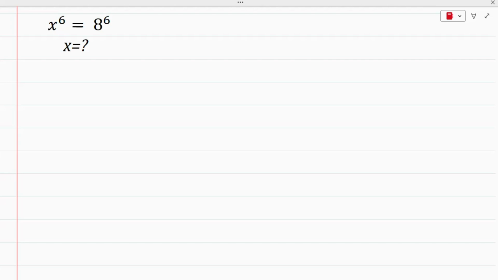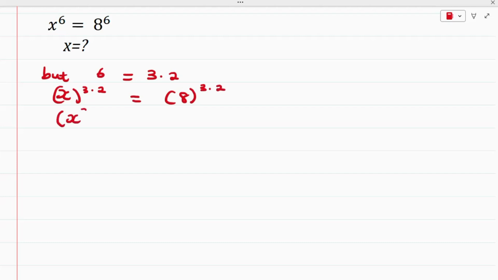Right here we have this nice exponent math simplification problem and we are to find the values of x. So right here guys, the first thing you want to simply note is that we can easily express the power of 6 to be equal to 3 multiplied by 2. So we have x raised to the power of 3 multiplied by 2 is equal to 8 raised to the power of 3 multiplied by 2, and we can easily express this as x raised to the power of 3, raised to the power of 2, is equal to 8 raised to the power of 3, raised to the power of 2.